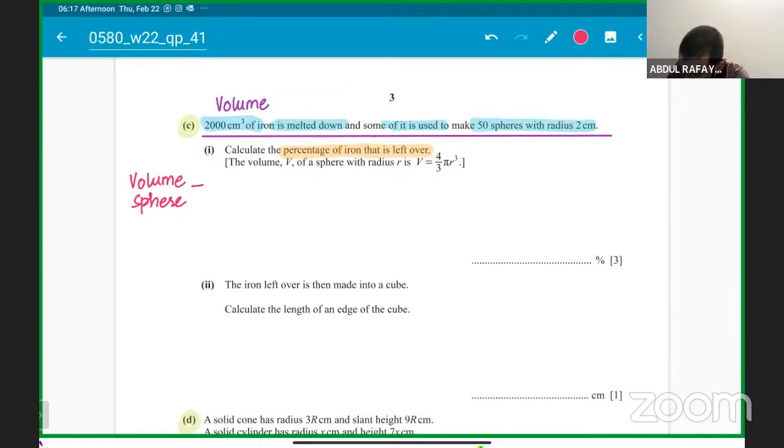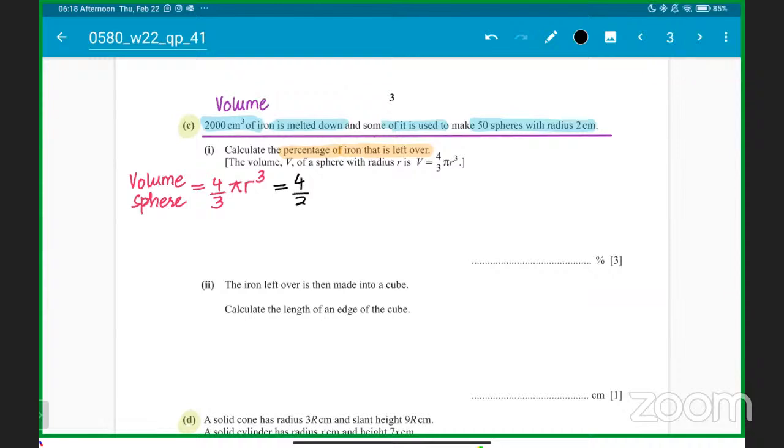So everyone follow carefully. We already know the volume of a sphere from the previous topic, or they have already given it here as well. We have 4 over 3 pi r cube. So we have the volume of a sphere as 4 over 3 pi r cube. Understood, guys? So we are going to use this.